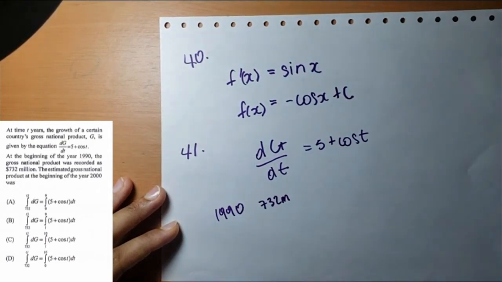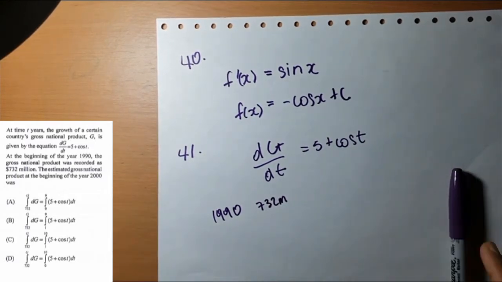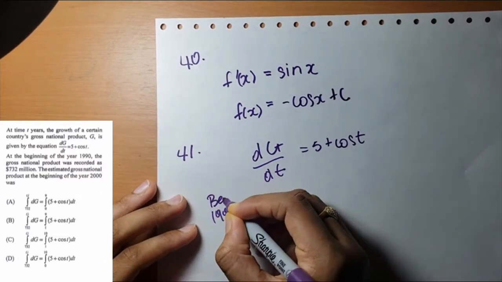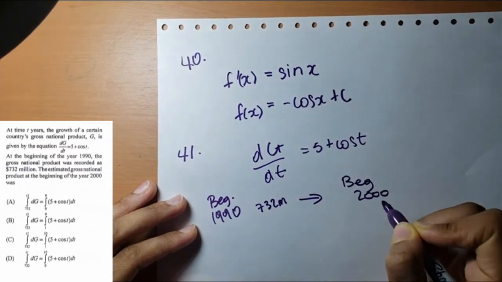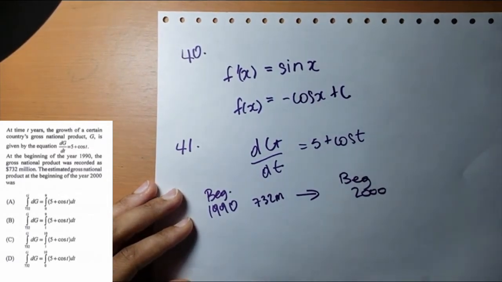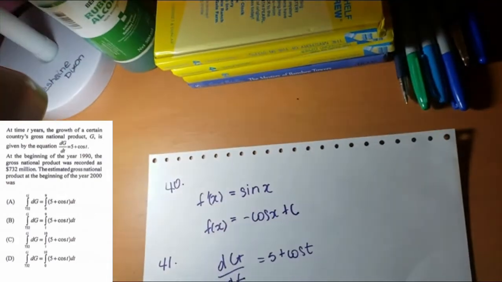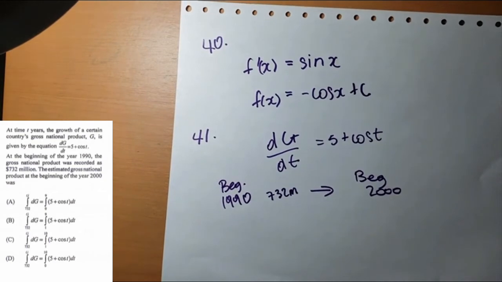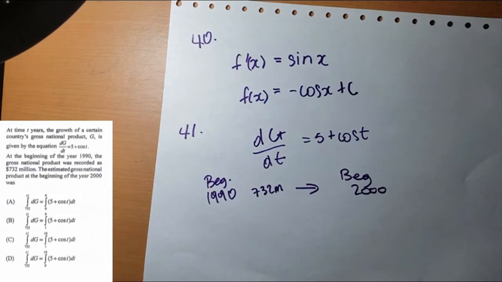The estimated GNP at the beginning of the year 2000, so they want the estimated GNP at the beginning of the year 2000. So from 1990 to 2000 is how long? It's 10 years. But be careful, it says the beginning of 1990 to the beginning of 2000. So that is 10 years.